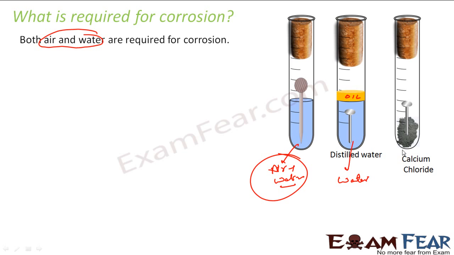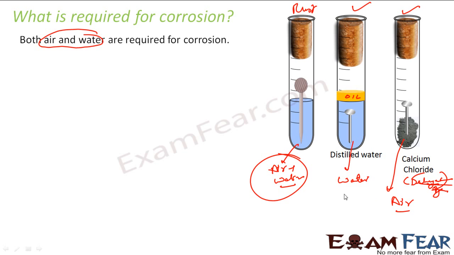Here in the third case we have put calcium chloride, which is a dehydrating agent. It will remove the water, absorbing all the moisture. So here we have air but no water, because all the moisture in the air is absorbed by the dehydrating agent. We'll keep this for 2 or 3 days. We'll see that this first one got rusted, and the other two got no rust.